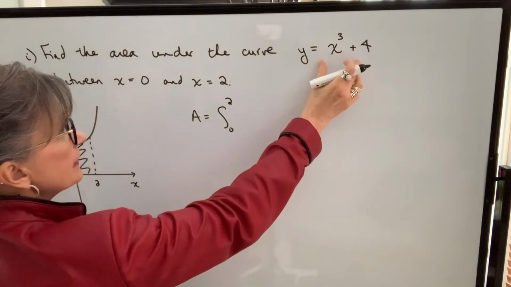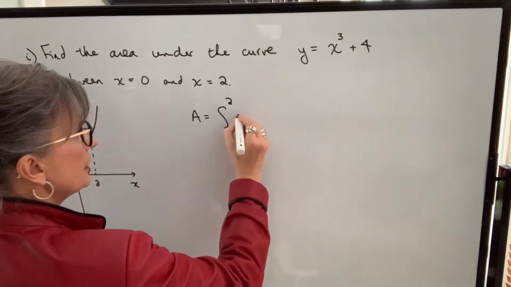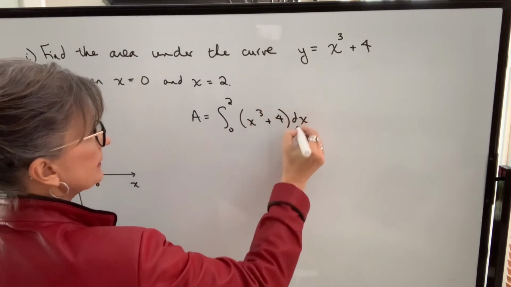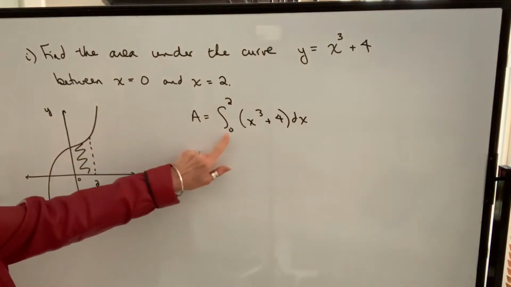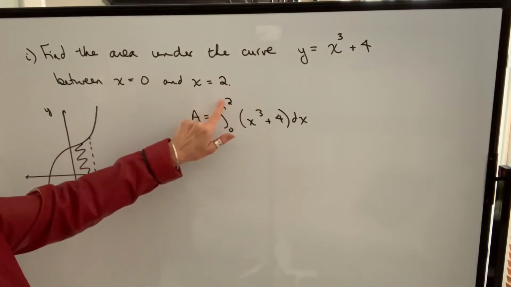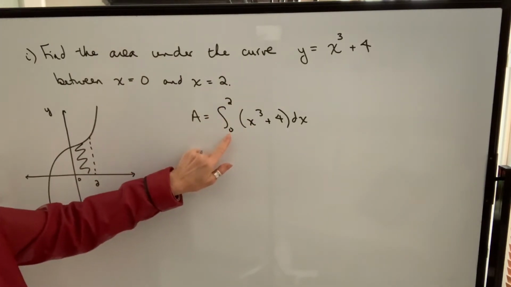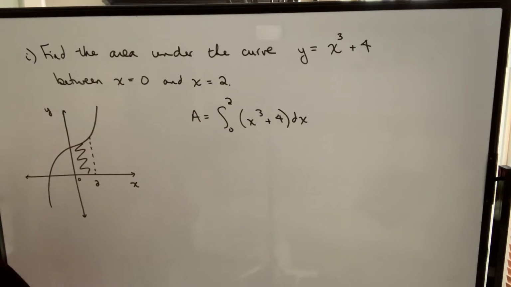Our f of x is our y function, so it's x cubed plus 4 dx. And our lower limit is 0, our upper limit is 2. Always going left to right. The lower limit should be the smaller value of x, and the upper limit should be the larger value.